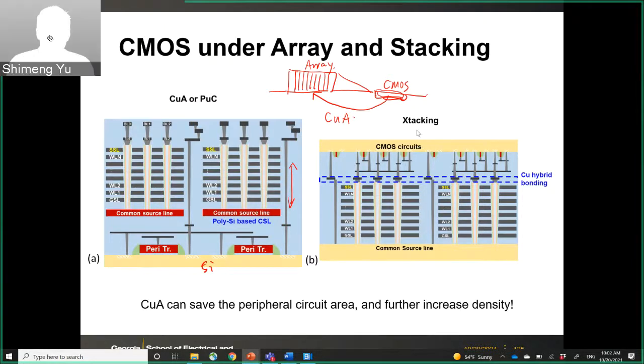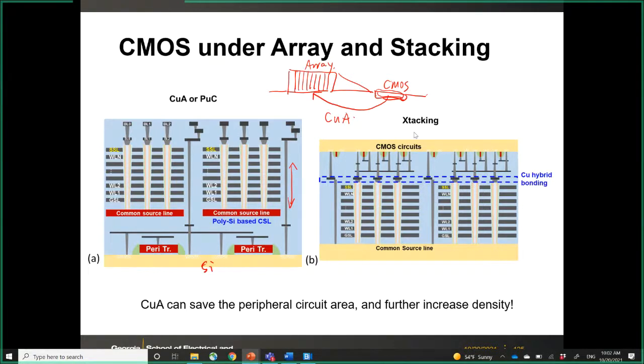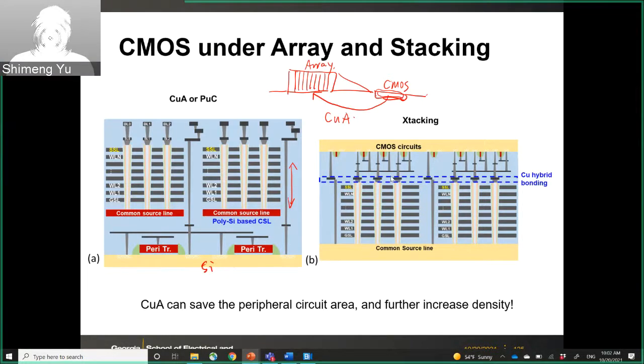Another approach is called X stacking. This is not monolithic. In this case, you can fabricate two dies, one is a CMOS die, and another one is your 3D NAND die. Then use this copper-to-copper pad bonding, as we discussed before in the DRAM. This hybrid bonding means copper pad to copper pad direct bonding. You fabricate two dies separately, then flip one die, and then do the bonding. So this is another way to further improve the array efficiency.